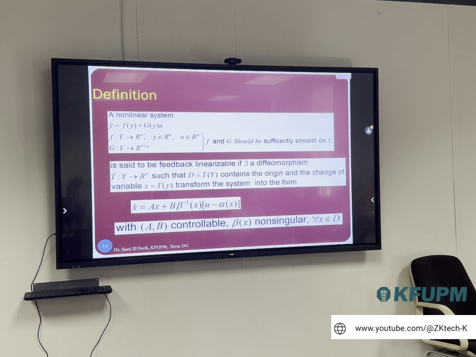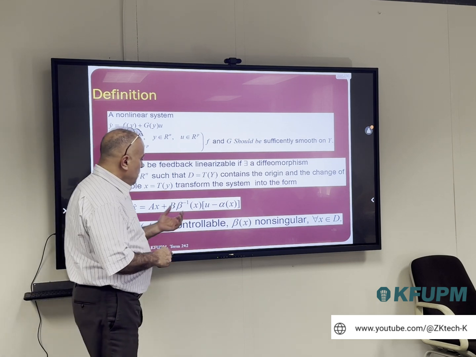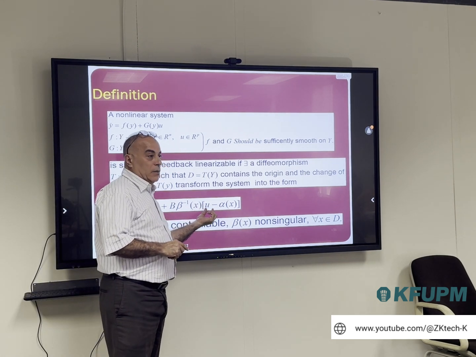Right? So all the question will be how to find alpha and how to find beta. This is what we are trying to do. How to find alpha and beta, and how to find alpha and beta is basically how to select u.